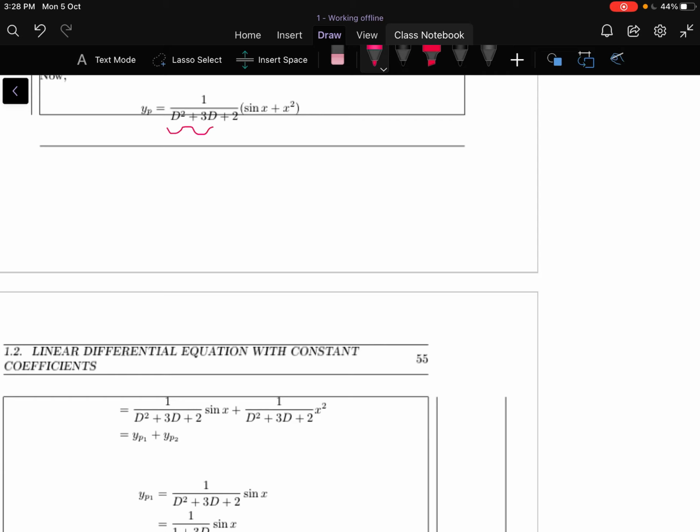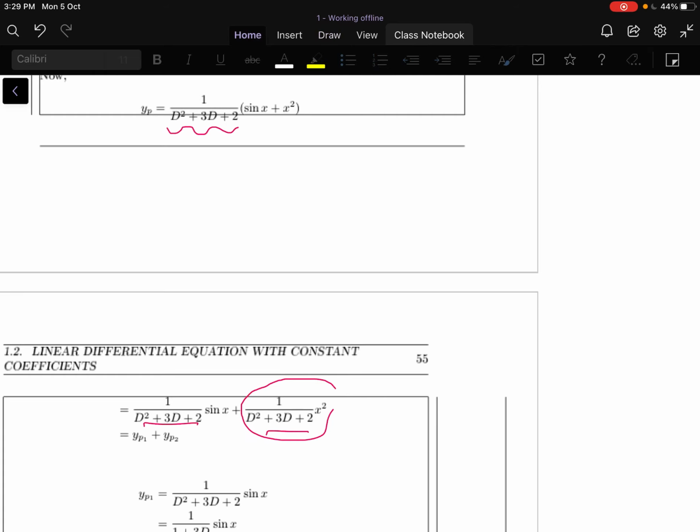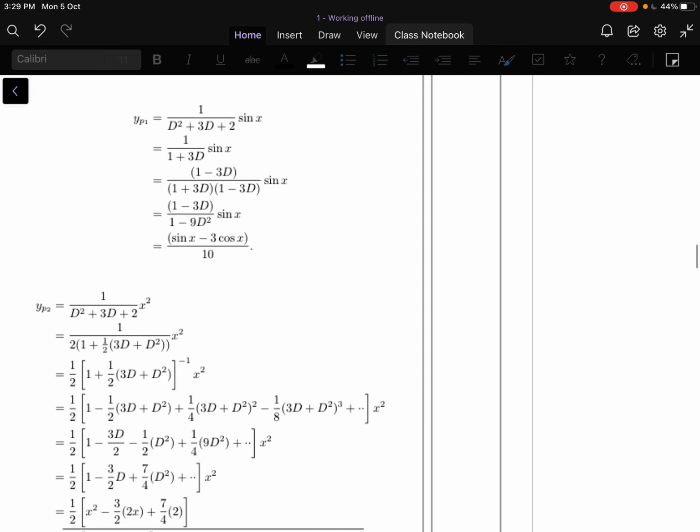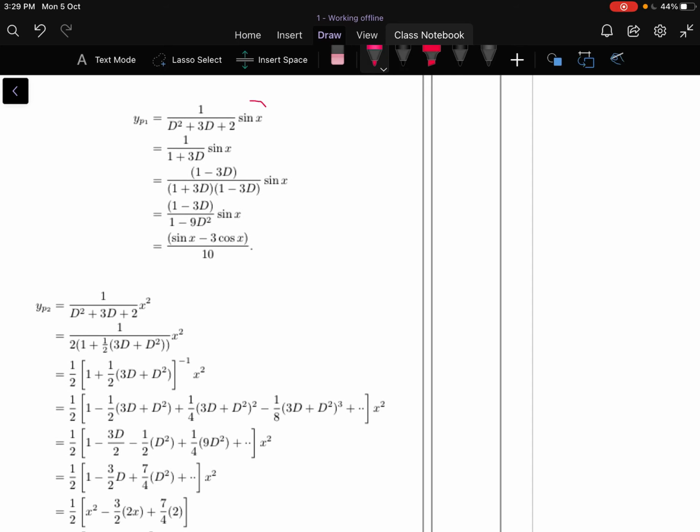Now let us move to the particular integral. Yp is equal to 1 by d square plus 3d plus 2 into sin x plus x square. Let us split it into sin x and x square. We have 1 by d square plus 3d plus 2 into sin x plus 1 by d square plus 3d plus 2 into x square. First one take it as yp1, second one take it as yp2. Let us solve yp1 first. So r of x is equal to sin x here. You have to operate for d square.